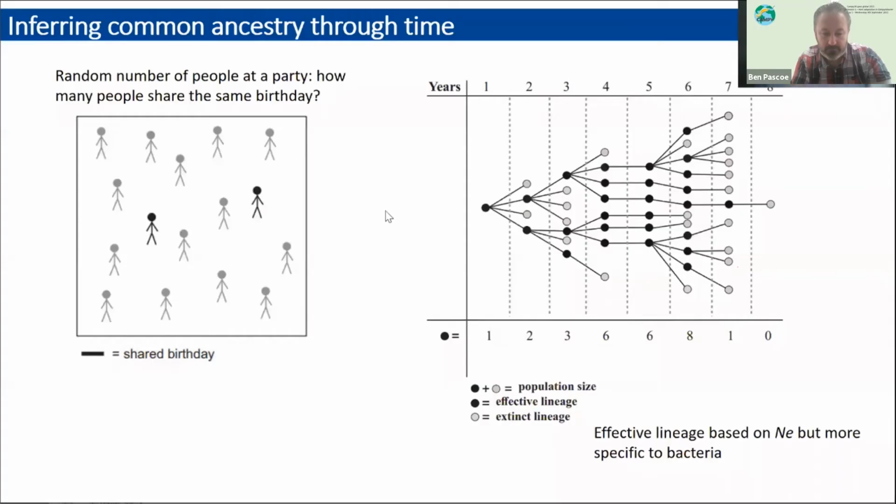We then wanted to see how we could use the total average estimated rates, both for C. coli and C. jejuni, to infer common ancestry through time. We did this by using the birthday problem as inspiration. The birthday problem is a mathematical problem where you think about how many random people are at a party, and within all of these people attending the party, how many of them can share the same birthday? What's the chance that two people at this party would share the same birthday?